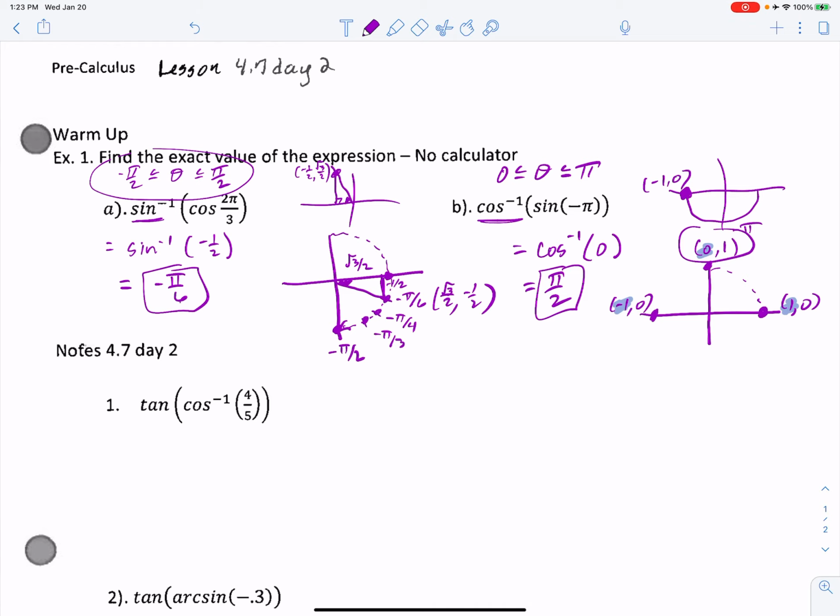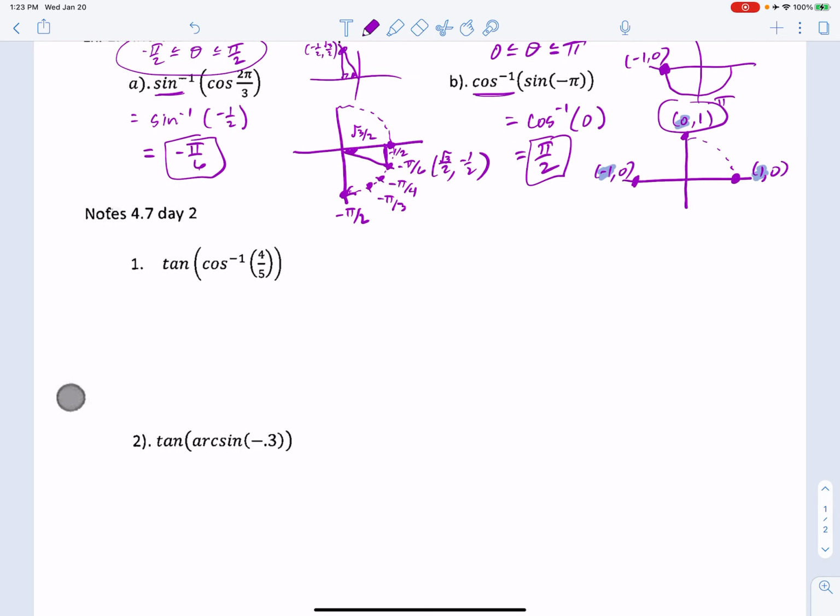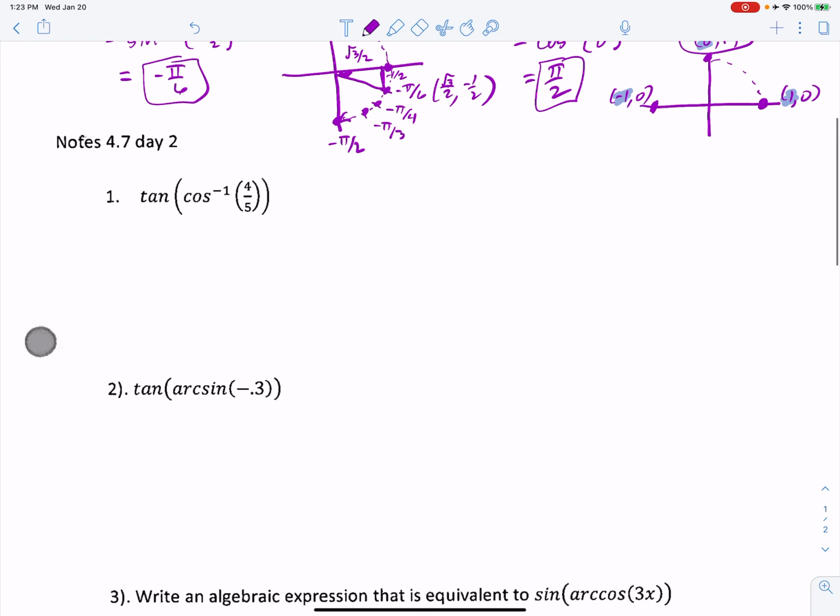All right, so 4.7 day 2. We're going to continue with inverse functions and add a few other things to them. And so in number 1, they want you to evaluate the tangent of this. And when you see inverse cosine of 4/5, you need to think of that as an angle. I'll just think of it as theta. And if I have the inverse cosine of 4/5 is theta, that means the cosine of theta is 4/5.